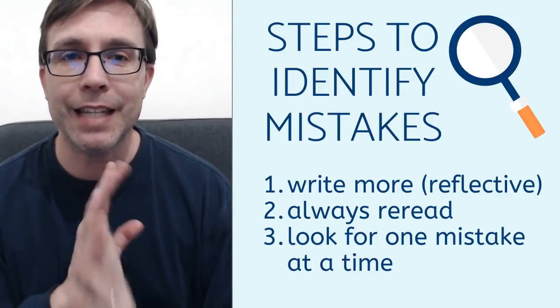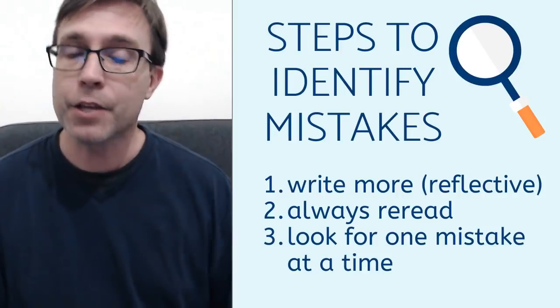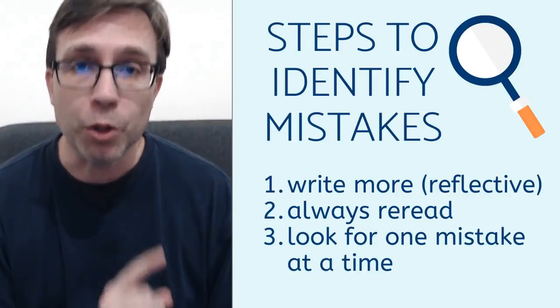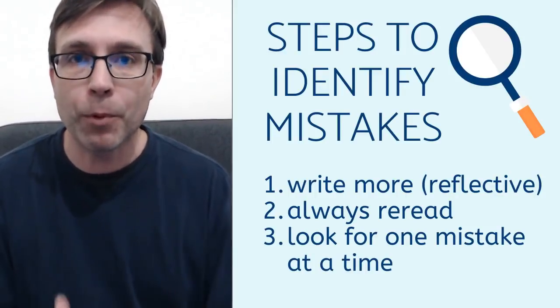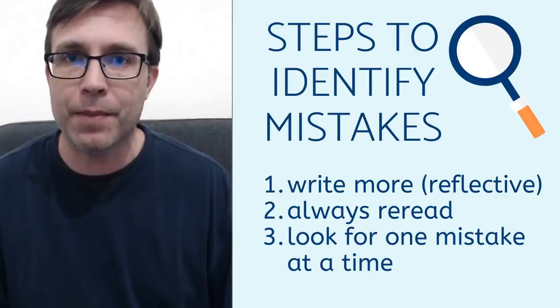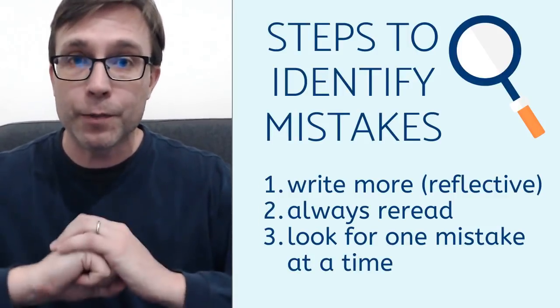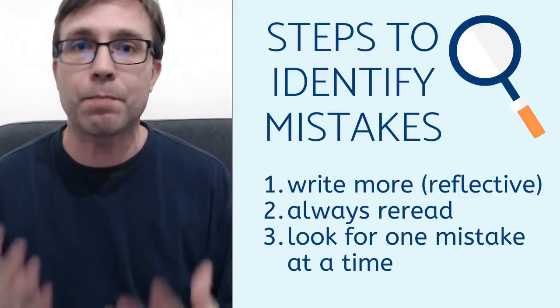And then the last suggestion that I have for you, because I said this is a process, is that you are going to write something, you're going to reread it, and you are going to look for one mistake at a time. Now, when most people reread, if I write something, I'm going to reread it. I usually just look at the whole thing all together and see if any mistakes pop to my mind.